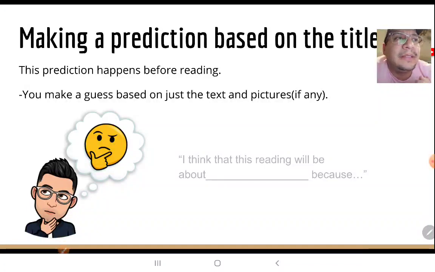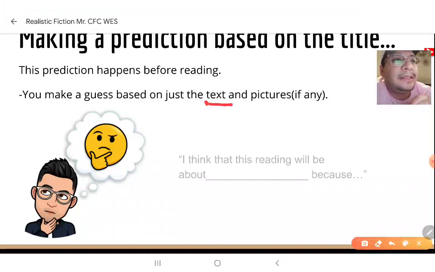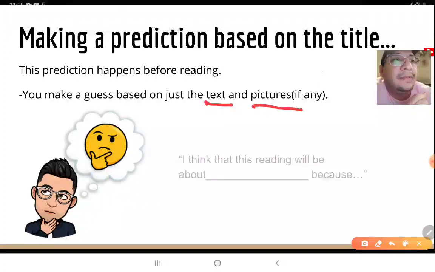Make a prediction based on the title. That's what we're going to talk about also. Let's make a prediction in regards to the title that we have in a story. This prediction happens before the reading. Of course, you make that prediction just by reading the title and maybe looking at a picture if it's there. And also, you base it on text. You write that down with a pen: text, and pictures, if any, of course.